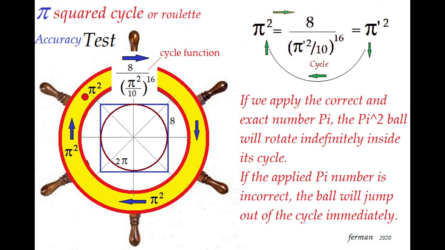Geometrically we suppose that we make circulate the value of pi squared, like a little ball in a roulette wheel, increasing exponentially in each turn the possible inaccuracies of this value, in such a way that if the applied pi is exact, the circuit remains invariable, but if the applied pi is not accurate, the circuit will wobble and be quickly destroyed. The pi squared cycle, roulette or pi trap.